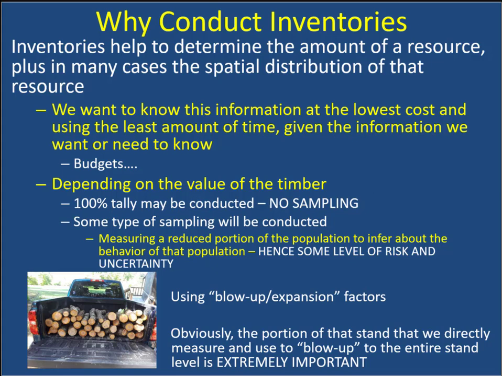Okay, but we're going to measure a reduced portion, and then we're going to infer, or hopefully that reduced portion is representative of the rest of the population that we're not measuring. That's sampling error. Then we have measurement error. Okay, the tree height was 75 feet, but I measured it to be 70 feet. Or the diameter was 10.2, but I put it in as 10 in the volume equation.